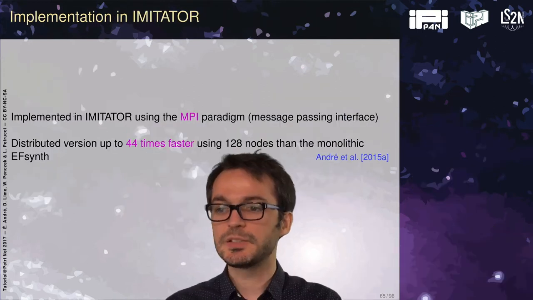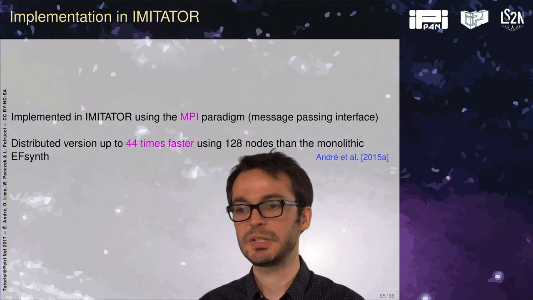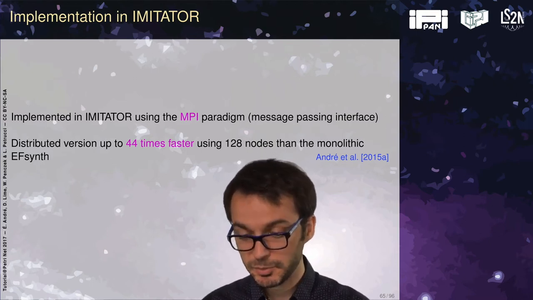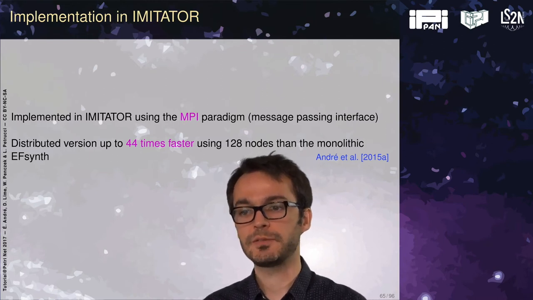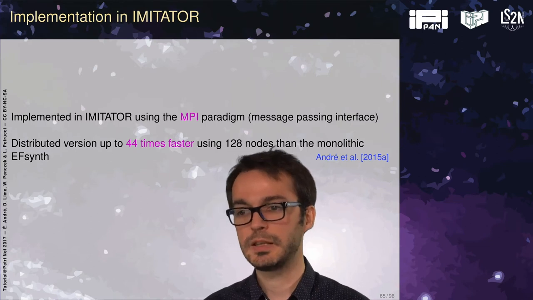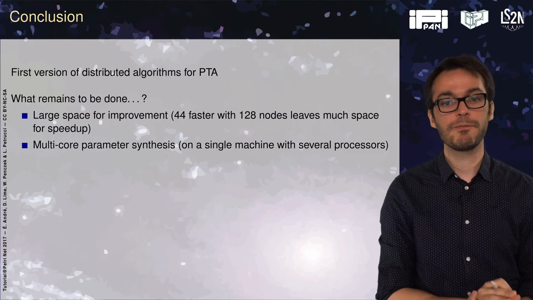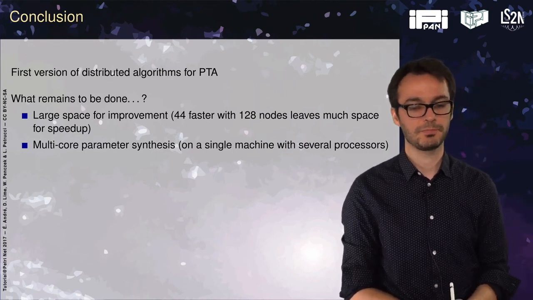This was implemented in the model checker IMITATOR using the MPI paradigm, so the message passing interface. And we got in the experiments that the distributed version was up to 45 times faster using 128 nodes than the non-distributed version. So as a conclusion, we presented a first version of distributed algorithms for parametric timed automata.